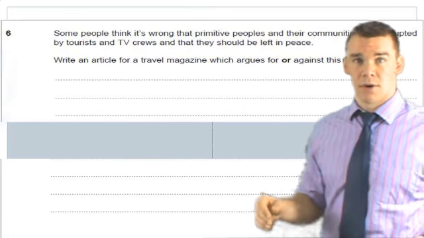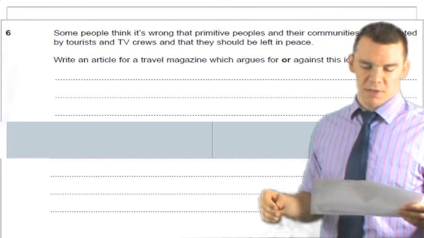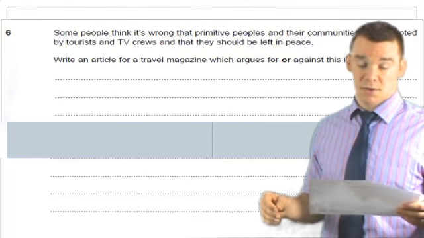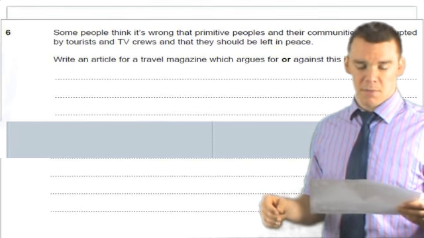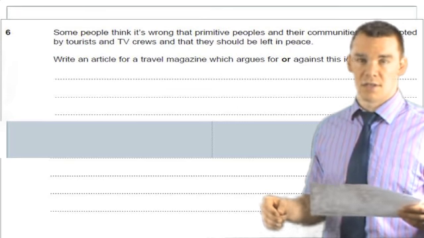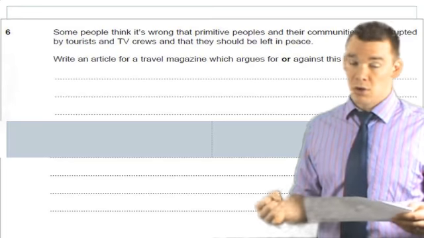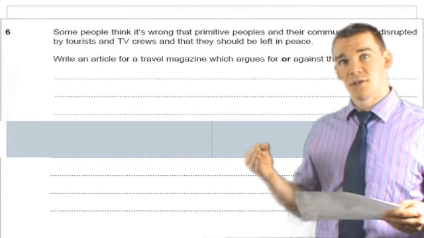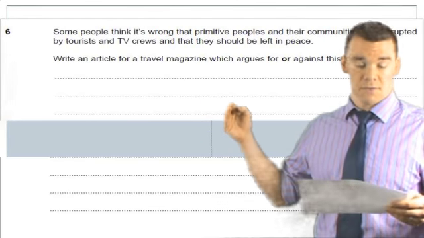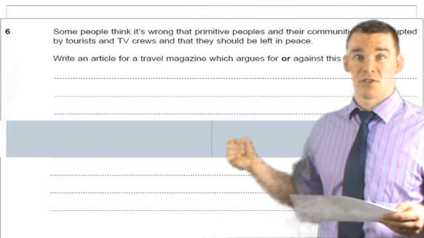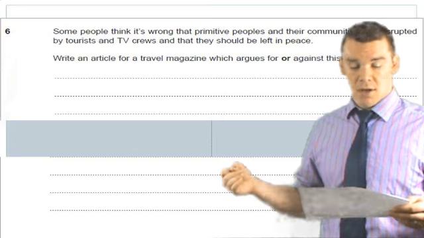And here's our longer question, the 24-mark question. It says, some people think it's wrong that primitive peoples and their communities are disrupted by tourists and TV crews and they should be left in peace. Write an article for a travel magazine which argues for or against this idea. And again, you can see you're given a new form, you're given a new target audience, and that will change the way you write. So your answer to question 5 will be very different to your answer to question 6, because they're testing your ability to change and adapt the way you write.